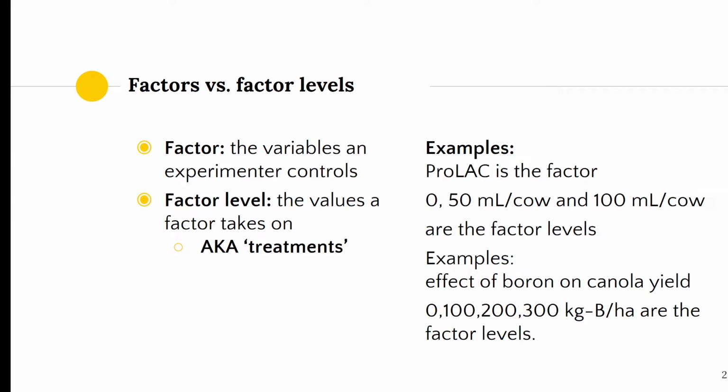So some examples, going back to this prolac effect on milk production in dairy cows. So prolac would be the factor. And let's say I gave cows either 0, 50, or 100 milliliters supplementation. So those would be my factor levels. I'd have one factor, the prolac, and then three factor levels, 0, 50, and 100. Similarly, the effect of boron fertilizer on canola yield. So boron is my factor, and then the specific rates I'm applying to my plots, 0, 100, 200, and 300, those are my four factor levels.